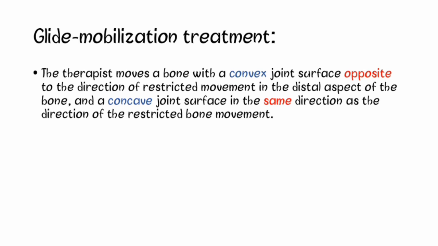The most effective glide mobilization treatments are those that stretch shortened joint structures in the direction of the most restricted gliding. The therapist moves the bone with the convex joint surface opposite to the direction of the restricted movement in the distal aspect of the bone, and the concave joint surface in the same direction as the restricted bone movement. Let's understand this concept with the help of a diagram.